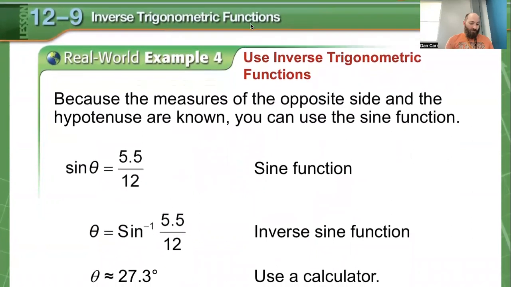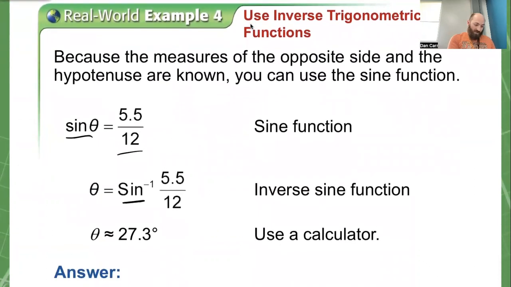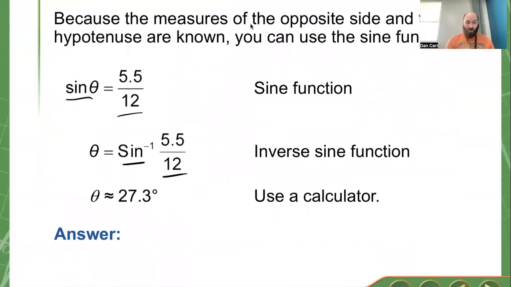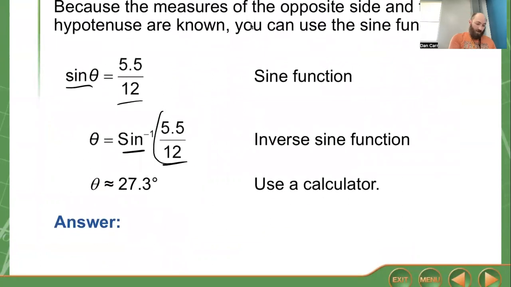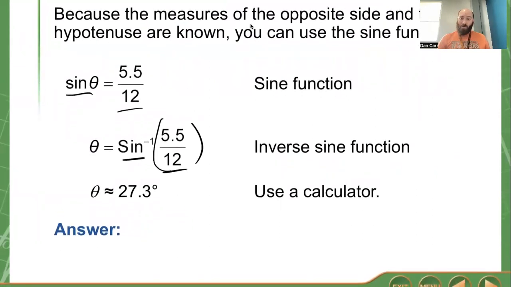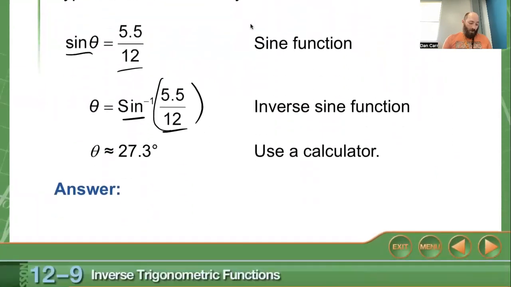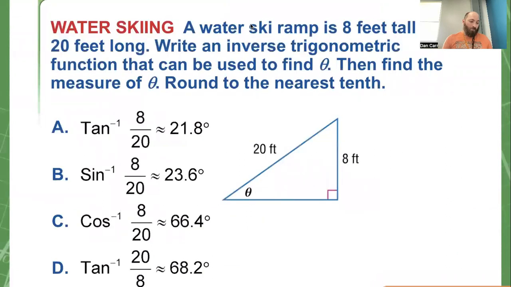So my sine function will be sine of theta is equal to 5.5 over 12. The inverse sine of that is going to tell me my angle measure. So theta is equal to 27.3 degrees. And again, this is what goes in my calculator just like this: inverse sine of 5.5 divided by 12. That's a bit of a review. You've done that before, but that's just another thing you want to make sure we're clear on with our inverses.